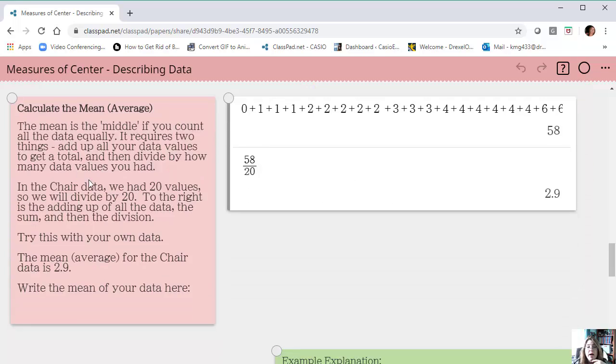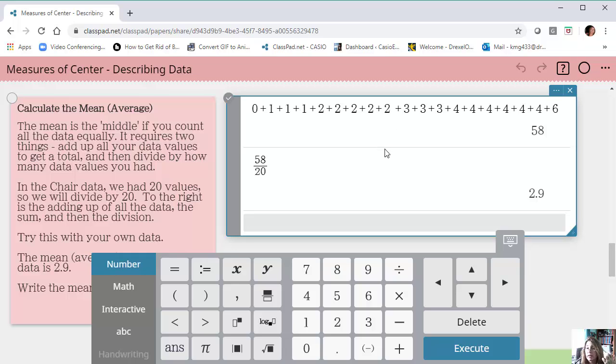And finally, we have our mean, or the average, which is the calculated middle. I talk about how you have to sum up all your data, you get a total, and then you have to divide by how many data points you had. So in my example, I had 20. Again, I'm showing them how to do it with the chair data, and then they go try it with their own data, and they can use the calculator if they want.